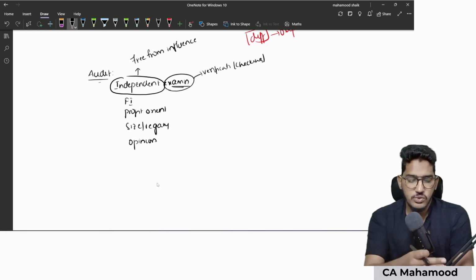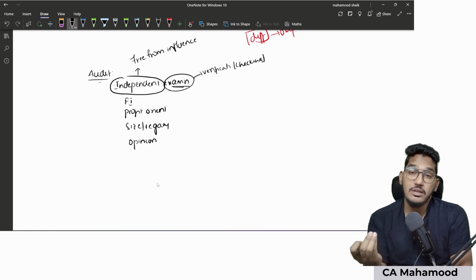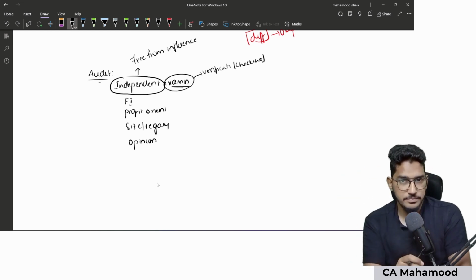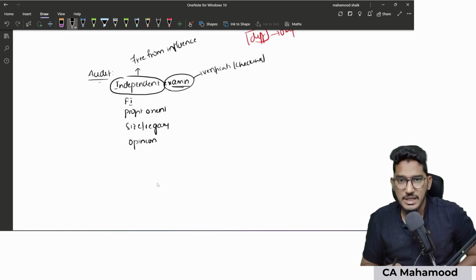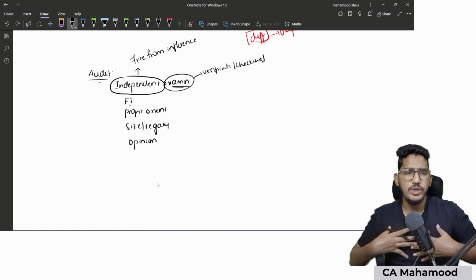Okay, so we understood audit is an independent examination, but what are the things which we are going to examine? You told audit is an independent examination. Agreed. When I say I'm doing audit, I'm verifying, I'm checking, I'm scrutinizing, and that process of checking or examination, I have to do it independently.